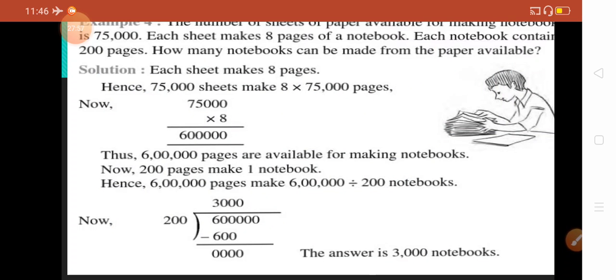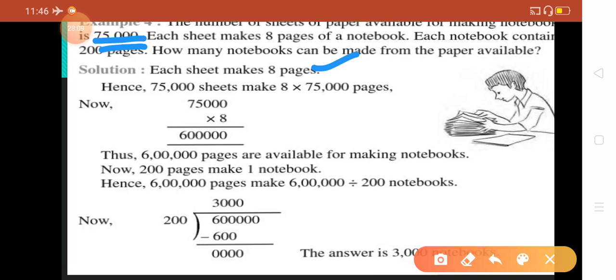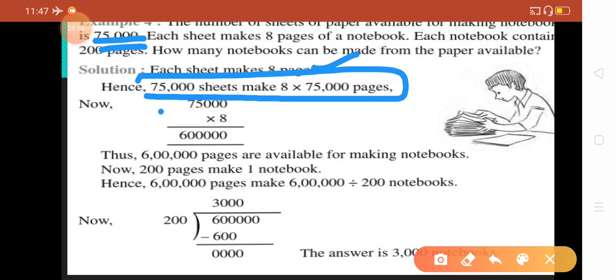So here, each sheet makes 8 pages. When one sheet is cut, it will make 8 pages. So we have how many sheets? 75,000. So 75,000 sheets make how many pages? 8 multiplied by 75,000. We will get 6 lakh pages out of 75,000 sheets.